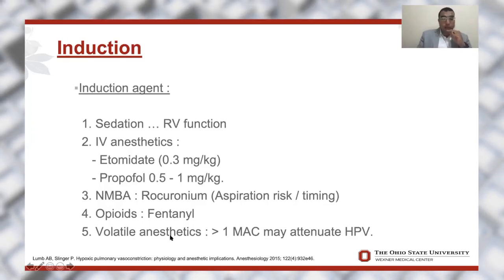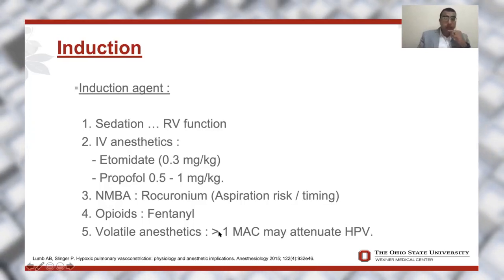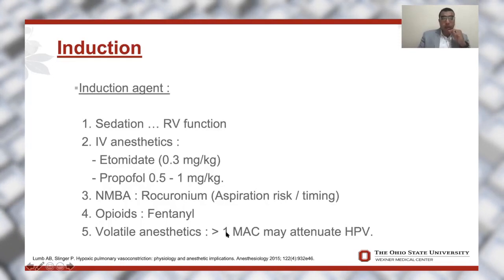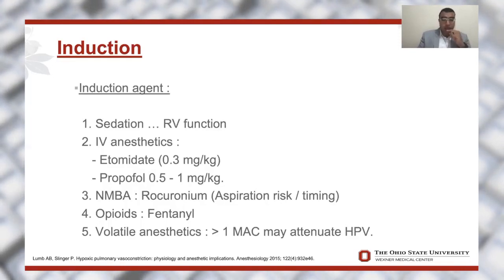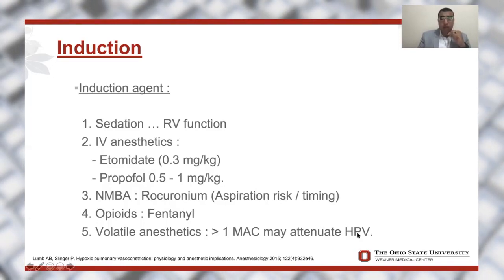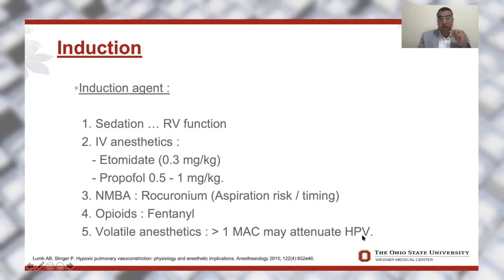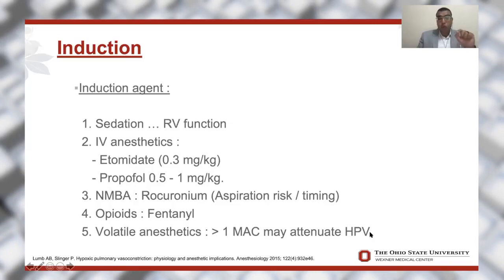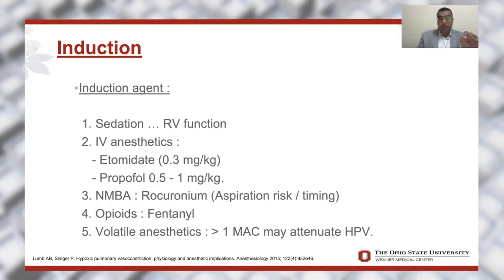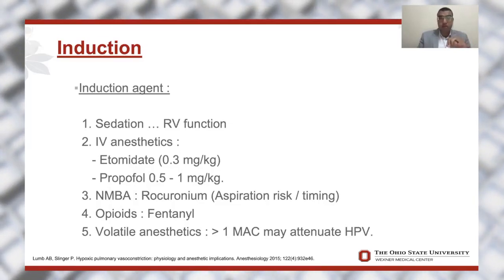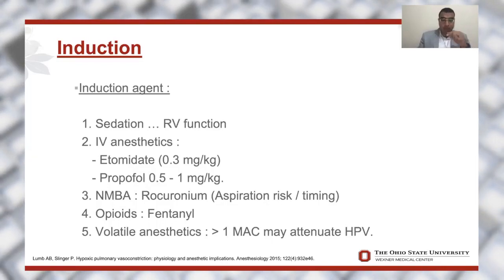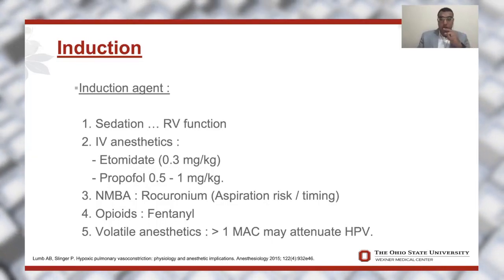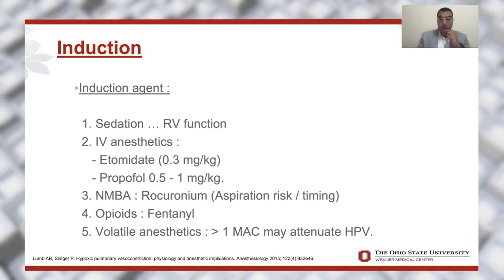Purely about the volatile anesthetics, please don't go beyond 1 MAC of any volatile anesthetic, because it will attenuate what's called hypoxic pulmonary vasoconstriction. Hypoxic pulmonary vasoconstriction is the god physiology. What will save you during the surgery is the hypoxic pulmonary vasoconstriction. So please maintain it, and we will discuss it after about 5 to 6 slides.